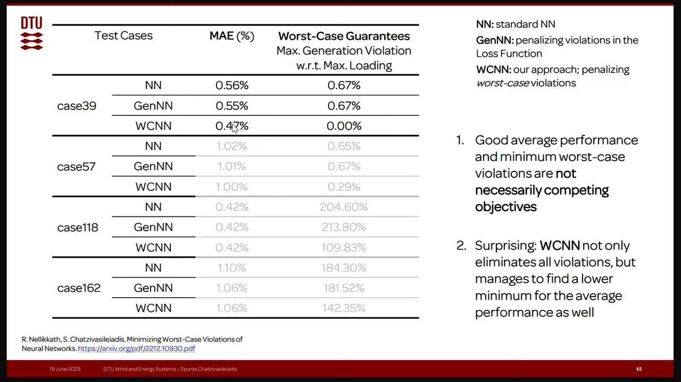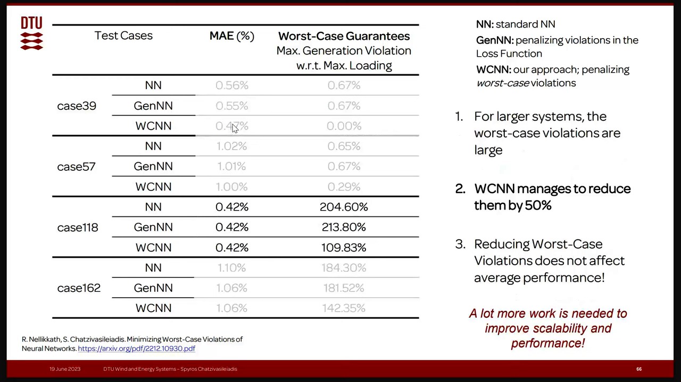The second is here for the 118 bus case, where we maintain the same mean absolute error, but we managed to reduce the worst case violations by 50%. And you can see here that in this case, at least, penalizing just the violations does not do anything for the worst case, because these are usually points somewhere far out.